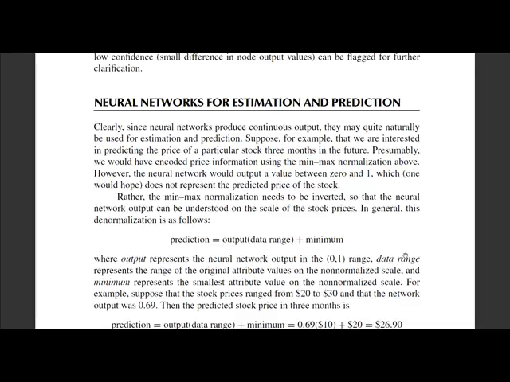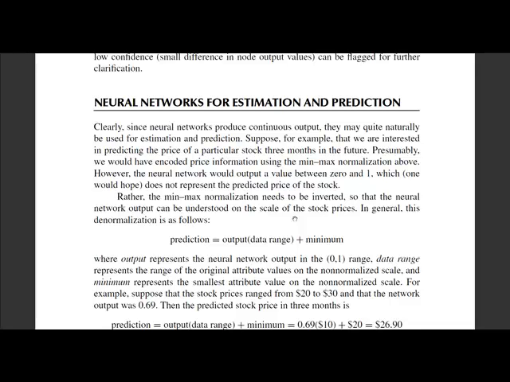Clearly, since neural networks produce continuous output, they may quite naturally be used for estimation and prediction. Suppose, for example, that we are interested in predicting the price of a particular stock 3 months in the future. Presumably, we would have encoded price information using the min-max normalization above. However, the neural network would output a value between 0 and 1, which one would hope does not represent the predicted price of the stock. That's a joke. But it will output a value between 0 and 1. The min-max normalization needs to be inverted so that the neural network output can be understood on the scale of stock prices.